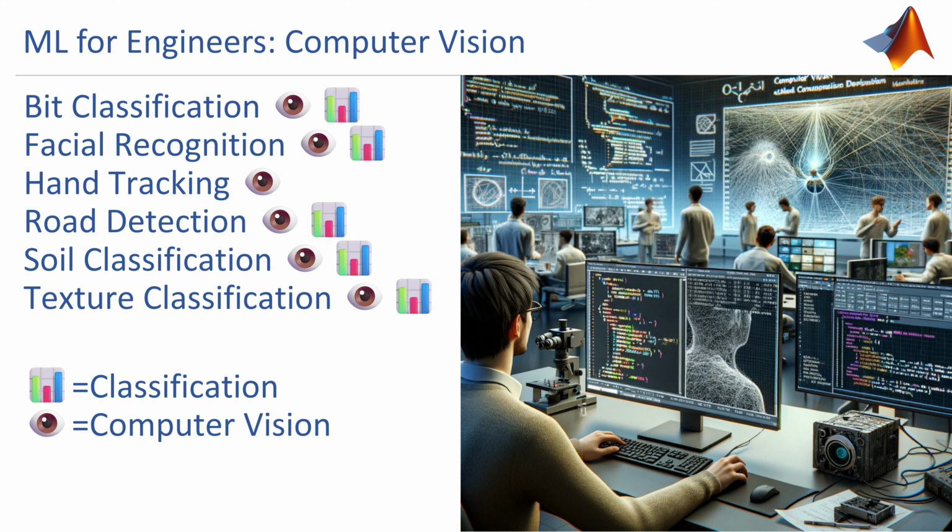Also road detection for self-driving cars. This is a very important one. Being able to segment the image and detect the pathway the vehicle should follow.